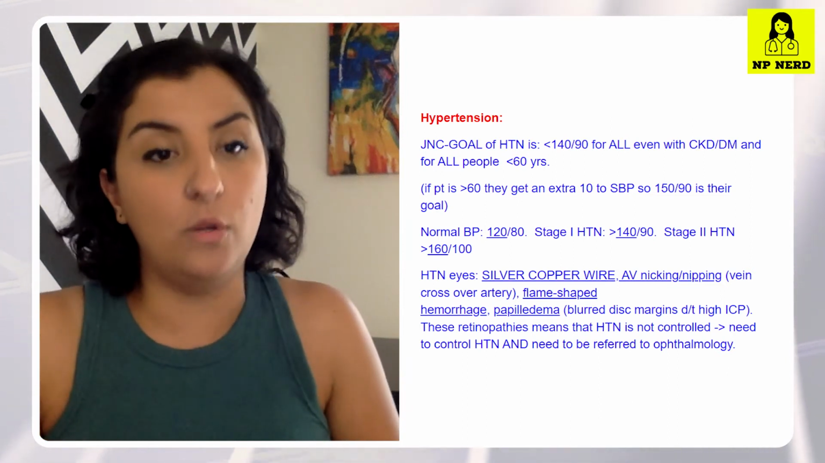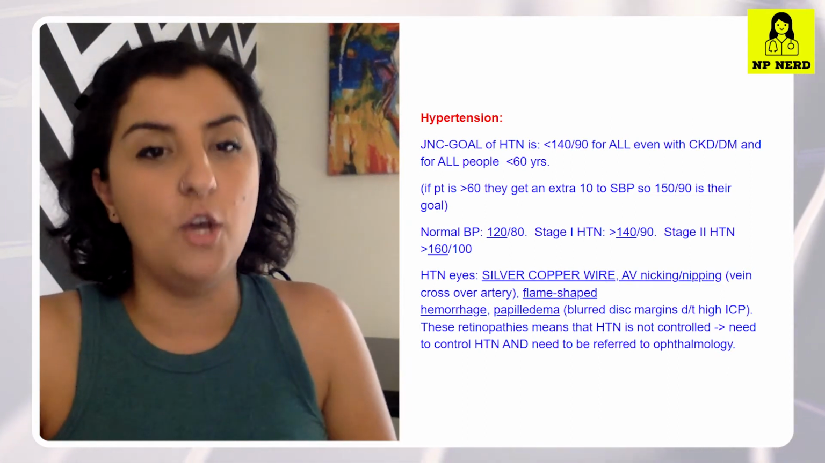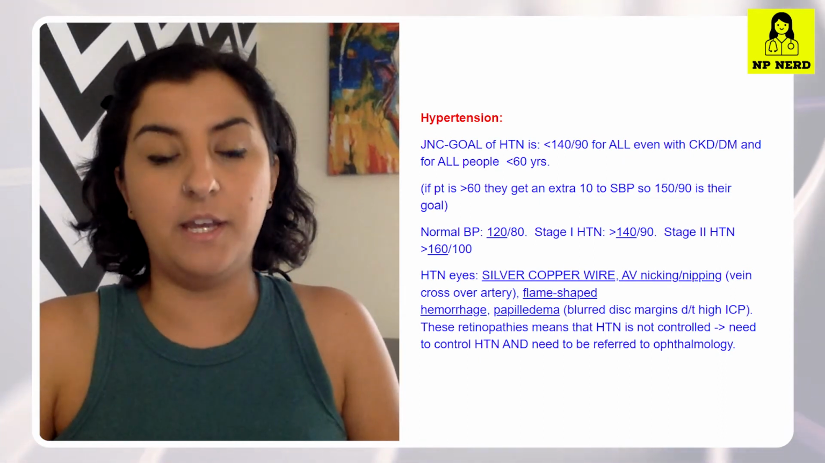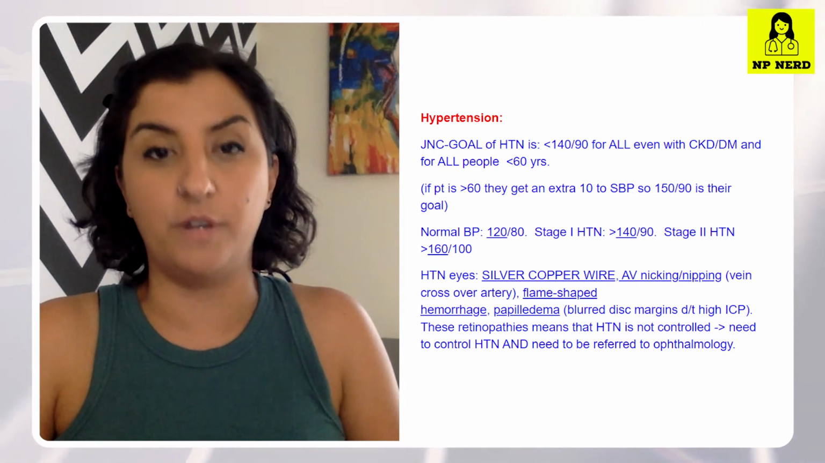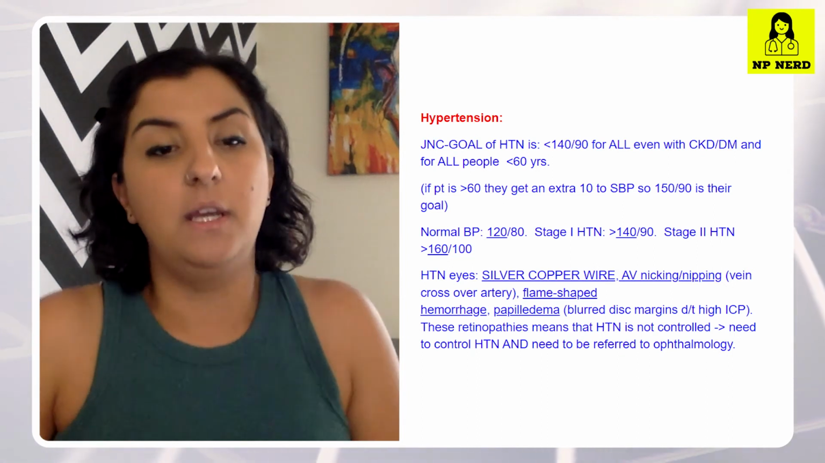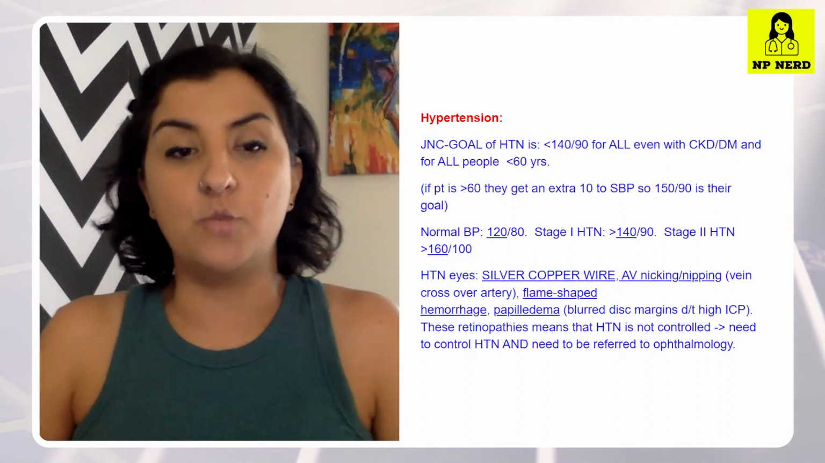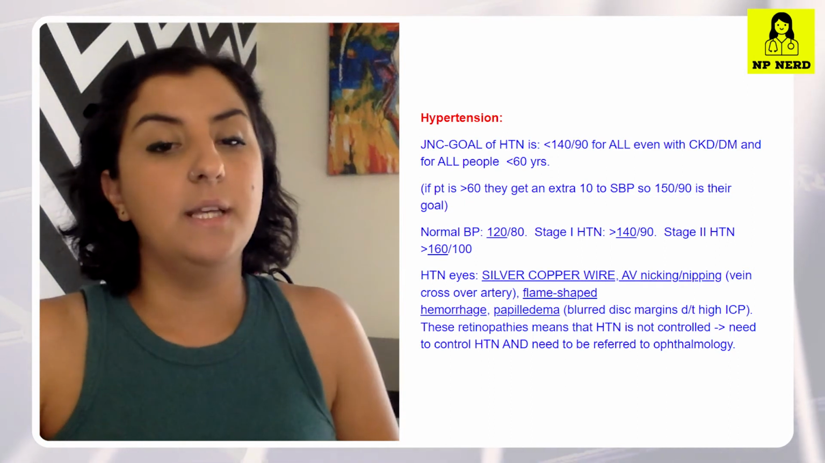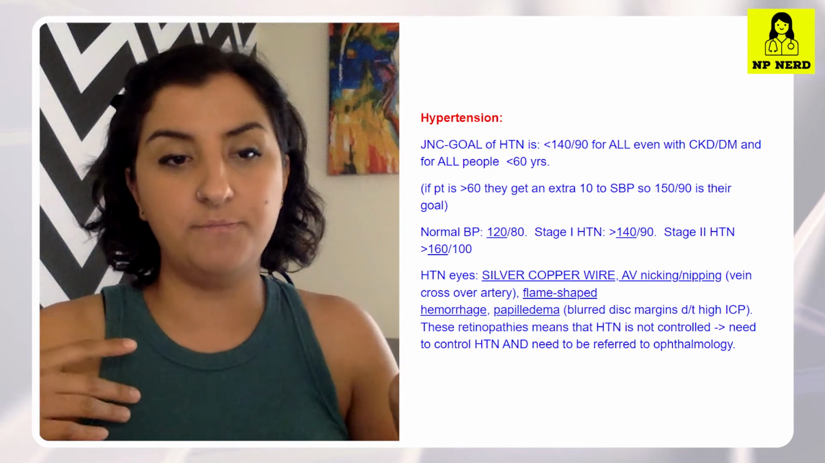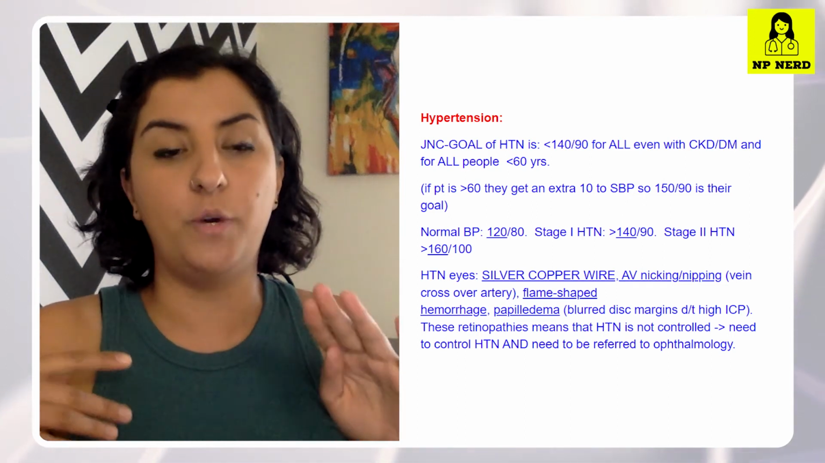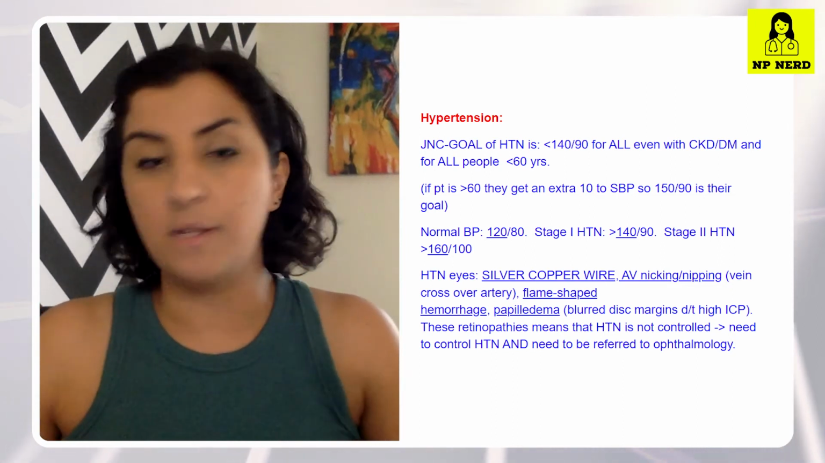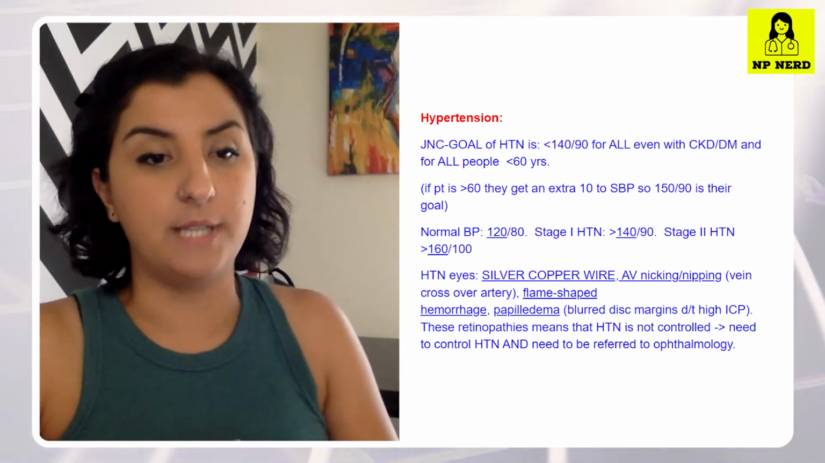And then moving along to hypertension now. Now the JNC goal for hypertension is less than 140/90. And if the patient is over 60, their goal blood pressure becomes 150/90. Now normal is 120/80. We know that. Now when do you say it's stage 1? When it's 140/90. Okay. Stage 2, it's when it's 160/100. So remember your numbers here. Remember 120 for normal, 140 for stage 1, and 160 for stage 2. Remember these numbers. They might show up on the test.